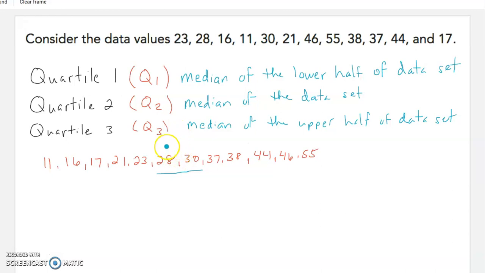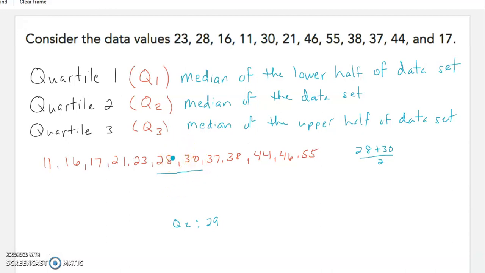Now, I take those 2 numbers, and I have to find the average of them. So I do 28 plus 30, and I divide that by 2. So 28 plus 30 is 58, divided by 2 is 29. So Q2 equals 29. And a lot of times it's going to be easy for you to see, hey, what number comes in between 28 and 30? That's 29. That's the number right in the middle of those 2 numbers.